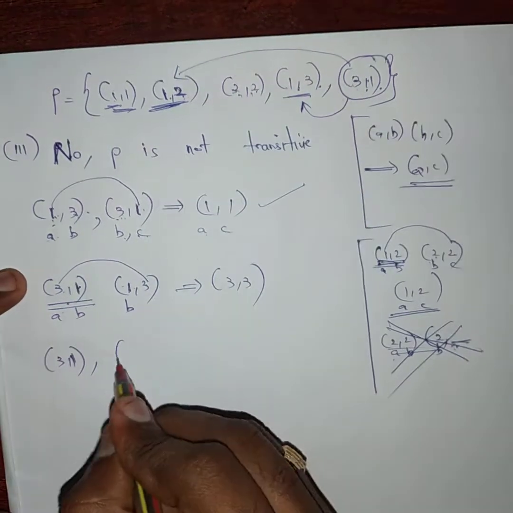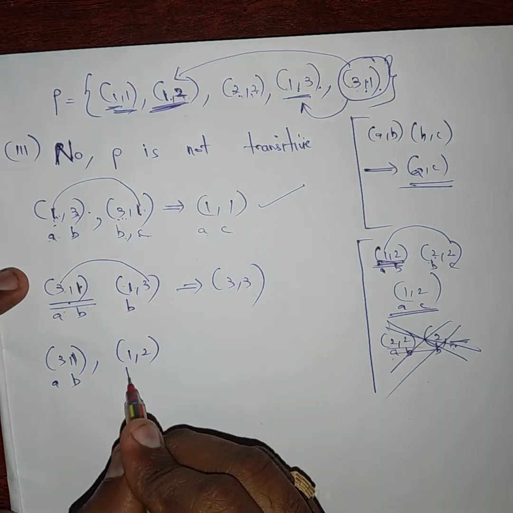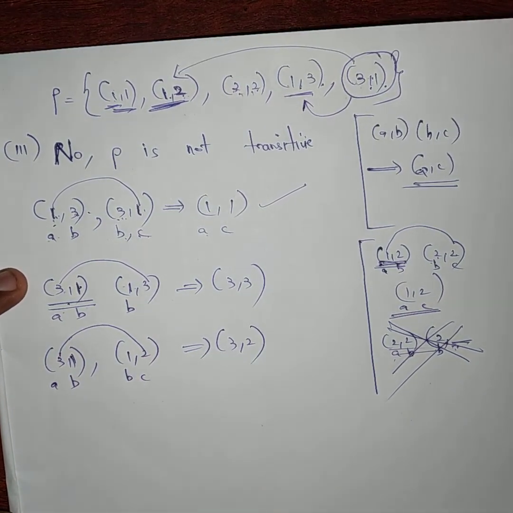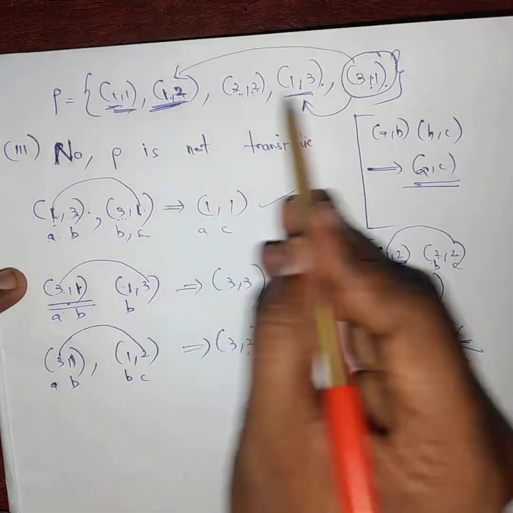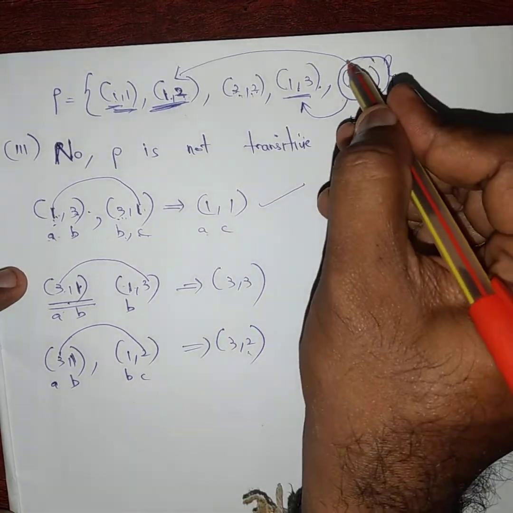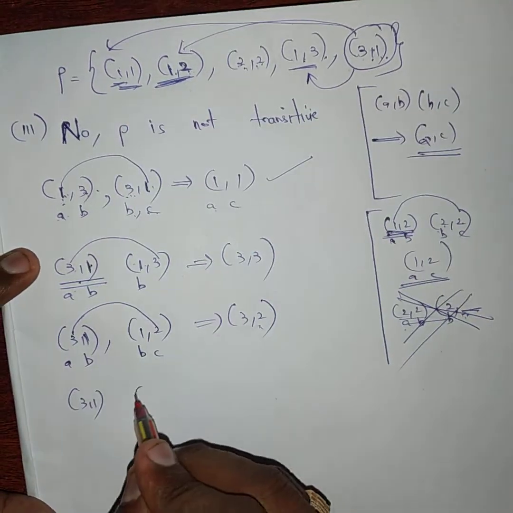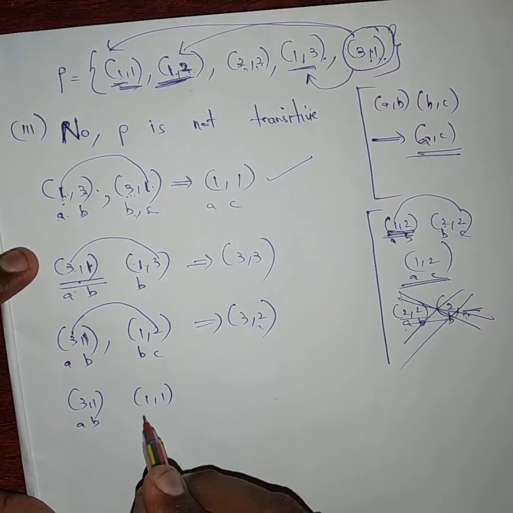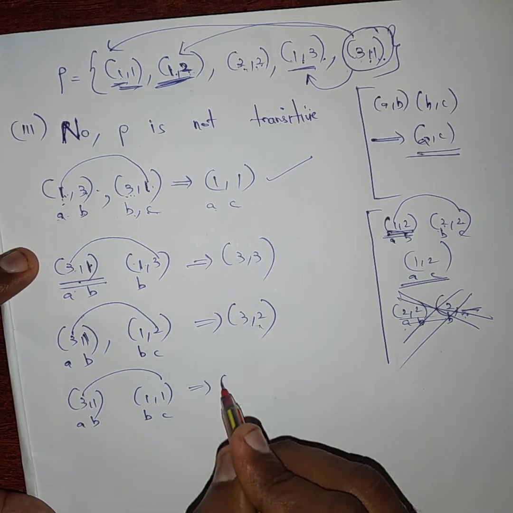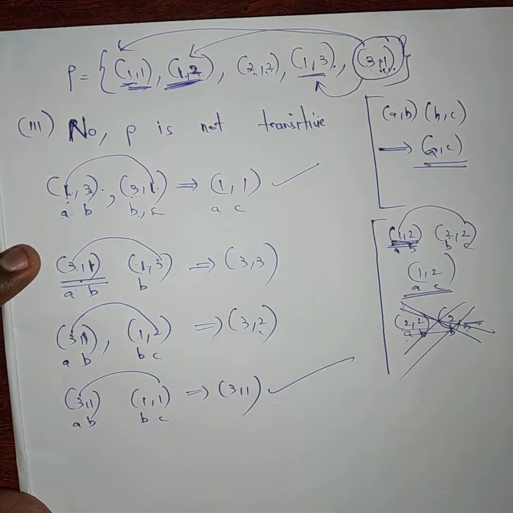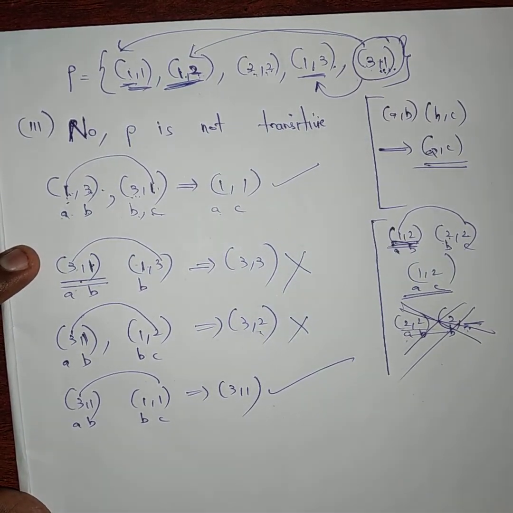See, 1 comma 2. This is A, this is B, this is B. What should be produced? 3 comma 2 should be possible, but there is no 3 comma 2 either. There is also another option. For 3 comma 1, I can choose 1 comma 1, because this is A, this is B, this is B. 3 comma 1 is present here, so this is possible. So both of those are not possible.